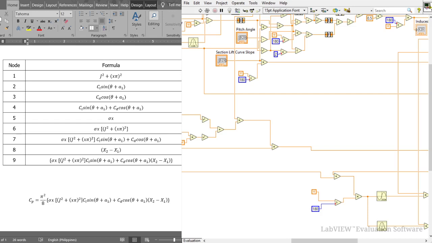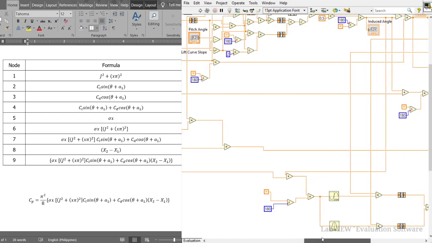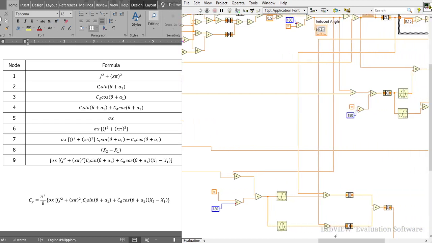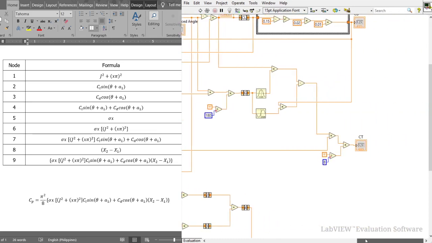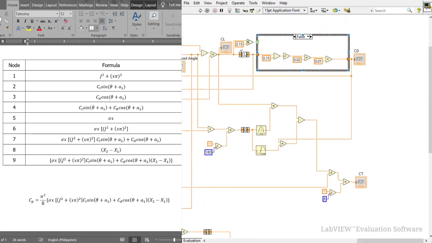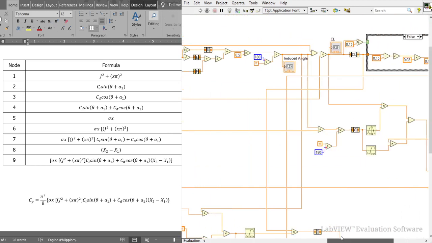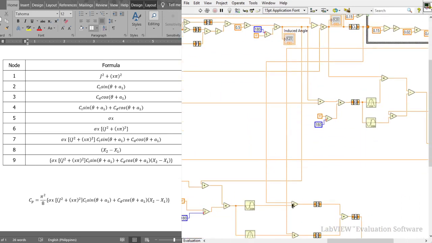After getting the sum of the effective angle and induced angle, we multiply by sine, then multiply by the coefficient of lift, which is CL, to the equation. Here is CL connected here, then multiply, and we get node 2.